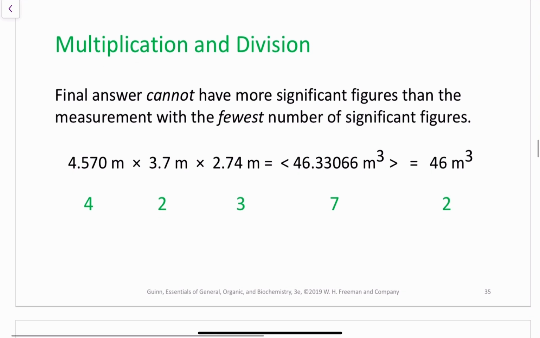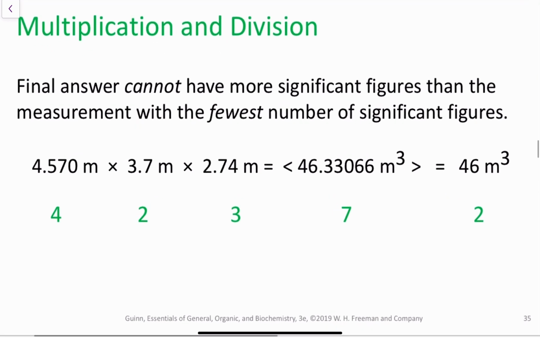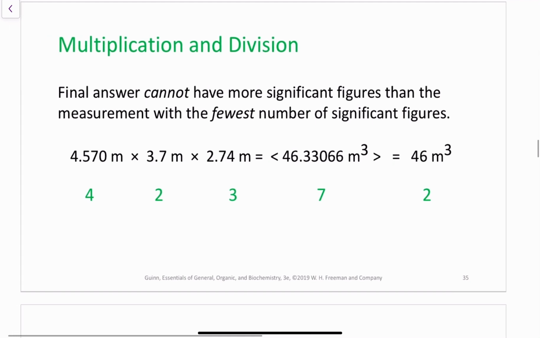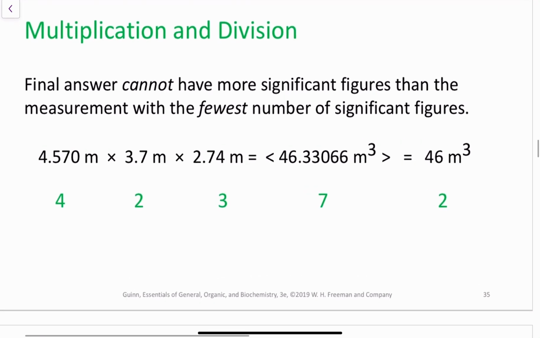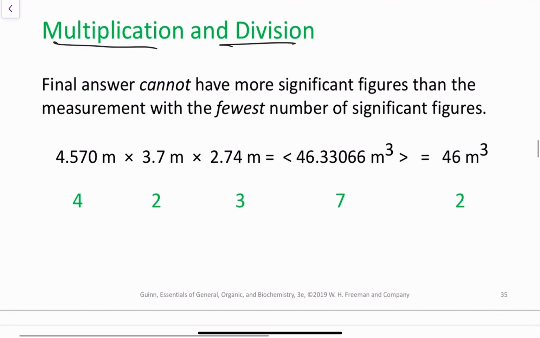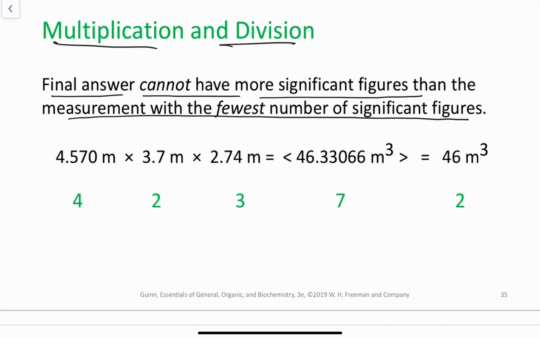Let's talk about the first rule, which is called the multiplication and division rule. Whenever you multiply or divide any two numbers, your final answer cannot have more significant figures than the measurement with the fewest significant figures. Whatever numbers you are multiplying and dividing, if any of those numbers has the lowest number of significant figures, then your final answer cannot have more than that number of significant figures.